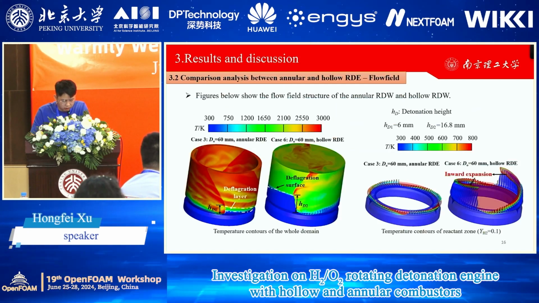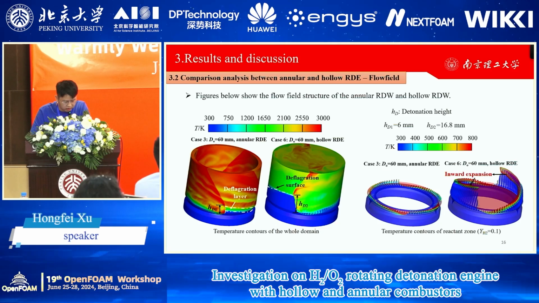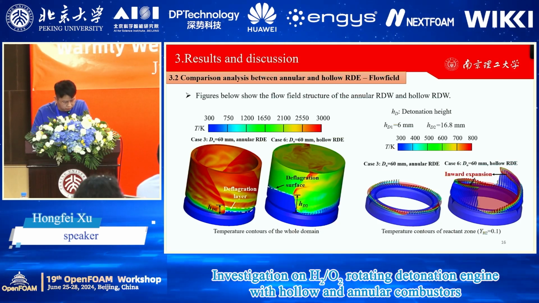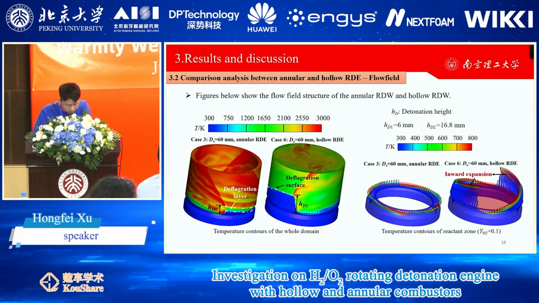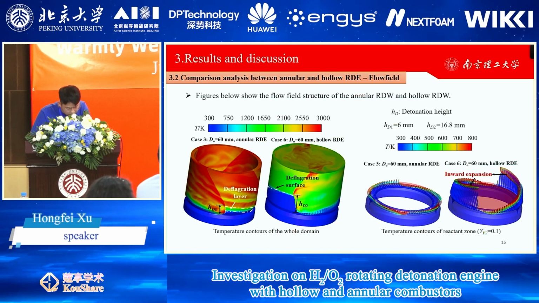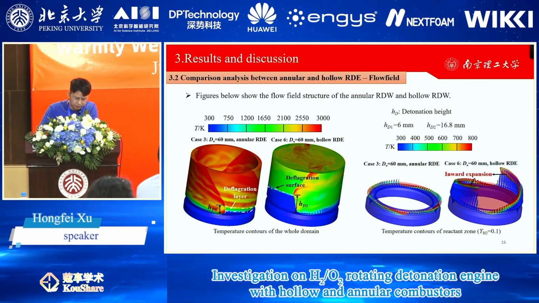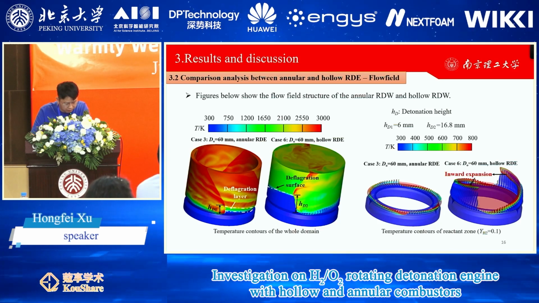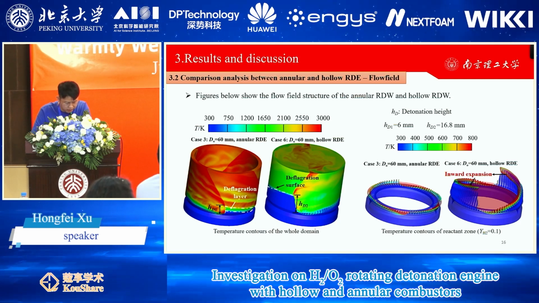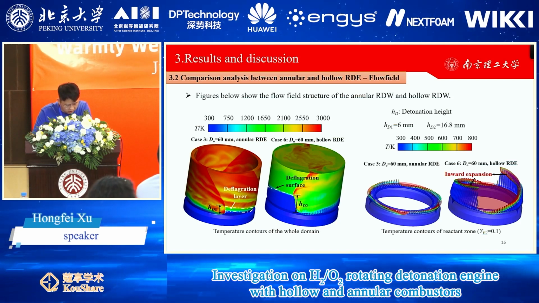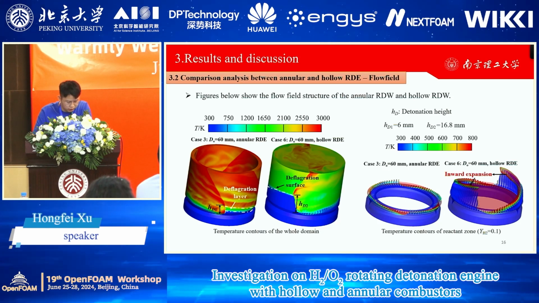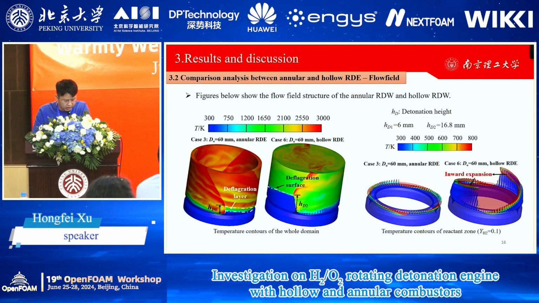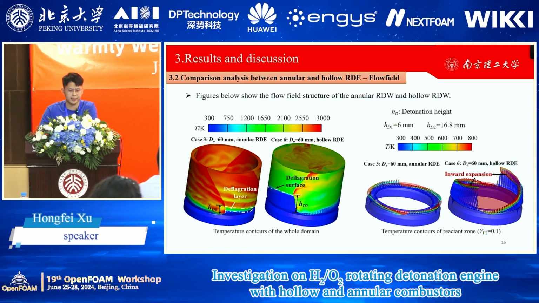Firstly, we compared the difference in the flow field of the two configurations. As shown in the figures, there are 4 waves in the annular model and 2 waves in the hollow one. In the hollow RDE, due to the absence of the inner wall, the combustor volume is significantly increased, resulting in a decrease in chamber average static pressure, the injection of the reactant gas is faster, leading to a higher detonation height in the hollow RDE.